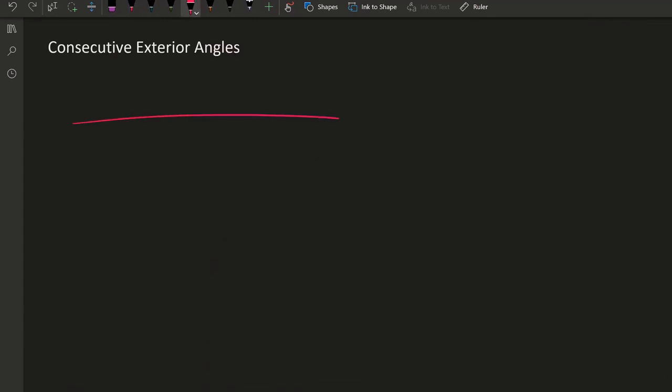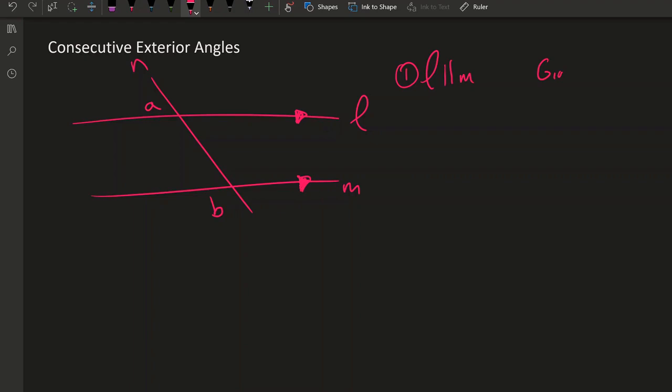Consecutive exterior angles. So consecutive exterior, same thing, except now they're on the outside, and just like consecutive interior angles, these ones are supplementary. So for the consecutive exterior angles theorem, these would be parallel. So I'd say step 1, L is parallel to M, given. Step 2, A plus B is equal to 180 because of the consecutive exterior angles converse.